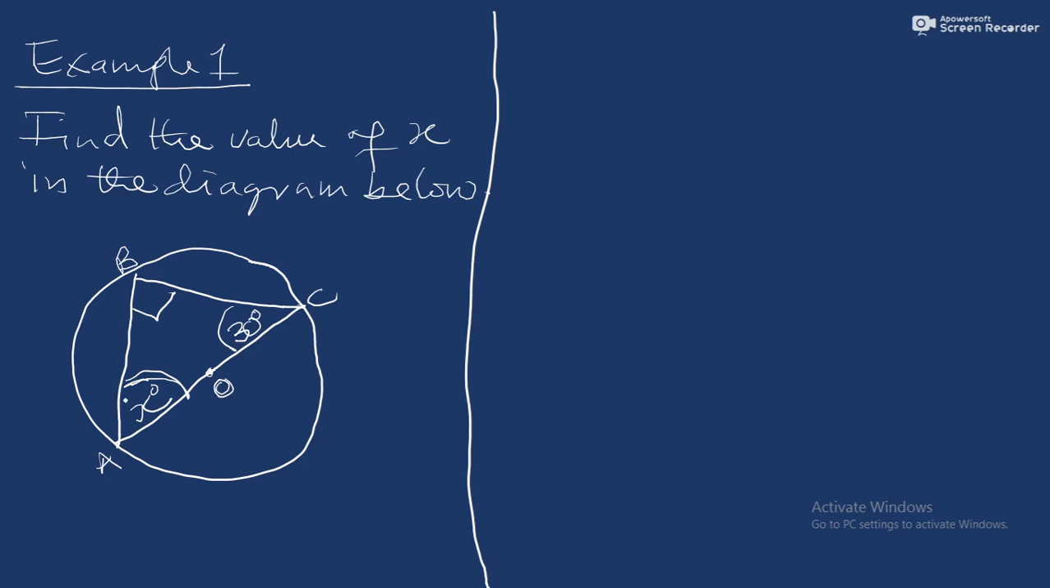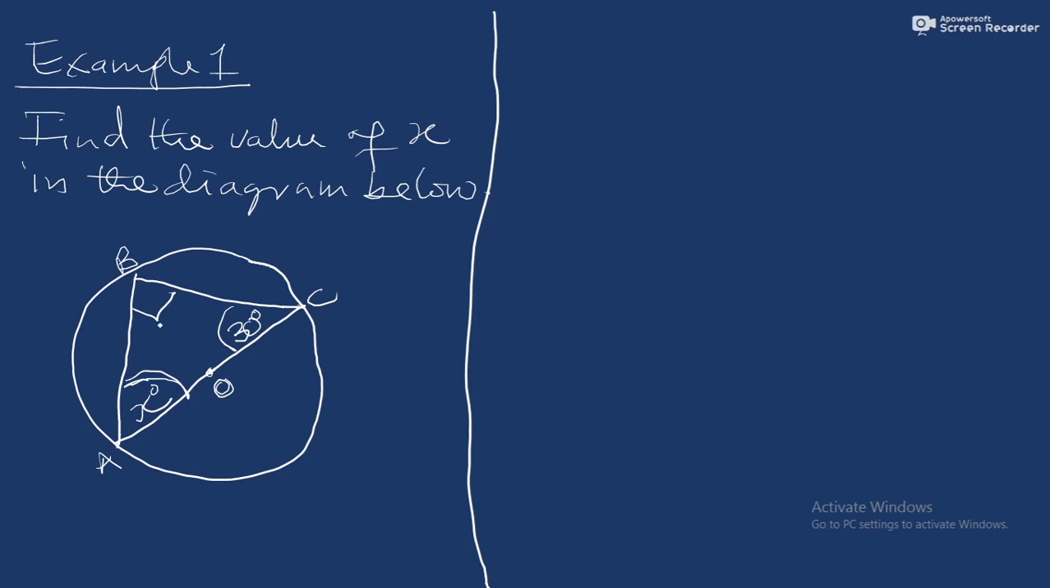So we have triangle ABC. Triangle ABC is a triangle. And we know from plane geometry 1 that the sum of interior angles of a triangle is what? 180 degrees. The sum of interior angles of a triangle is 180 degrees. So we'll apply that concept here.